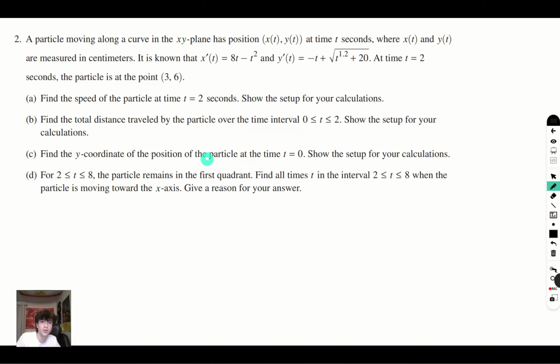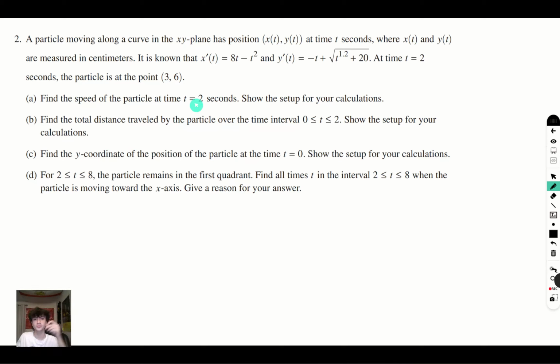A particle moving along a curve in the xy plane has position x(t), y(t) at time t seconds, where x(t) and y(t) are measured in centimeters. It is known that x'(t) is equal to 8t minus t squared, and y'(t) is equal to negative t plus the square root of t to the 1.2 plus 20. At time t equals 2 seconds, the particle is at point (3, 6). Find the speed of the particle at time t equals 2 seconds.